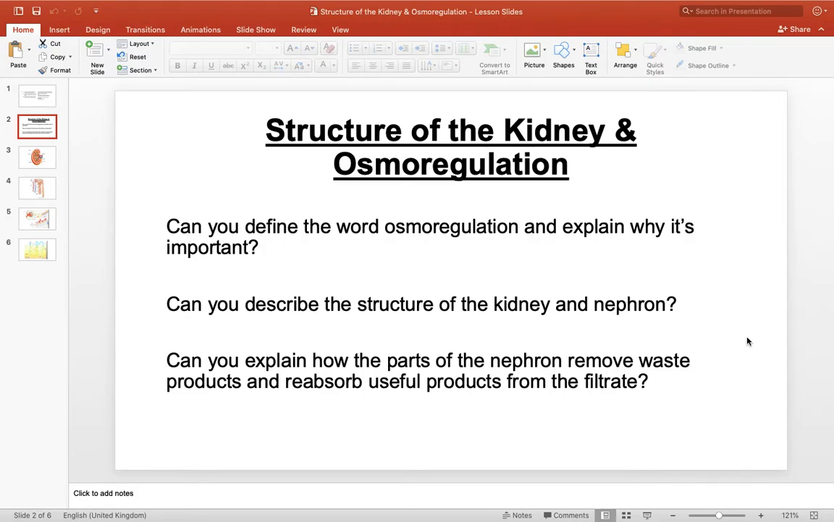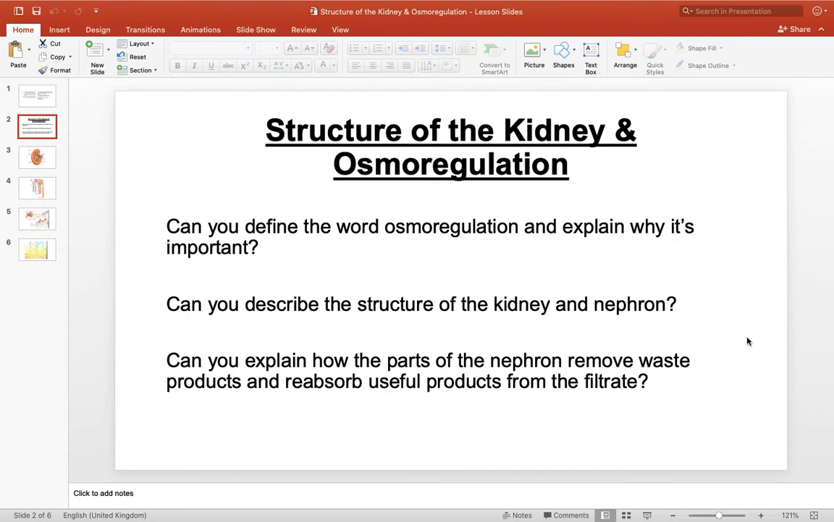Hello and welcome to this next lesson in our topic on homeostasis principles. In previous lessons, we've looked at the principles of homeostasis, the basics that underpin all the other lessons. We've looked at temperature regulation in both endotherms and ectotherms. In last lesson, we looked at excretion, homeostasis and the liver. And today, we're going to be looking at the structure of the kidney and osmoregulation.